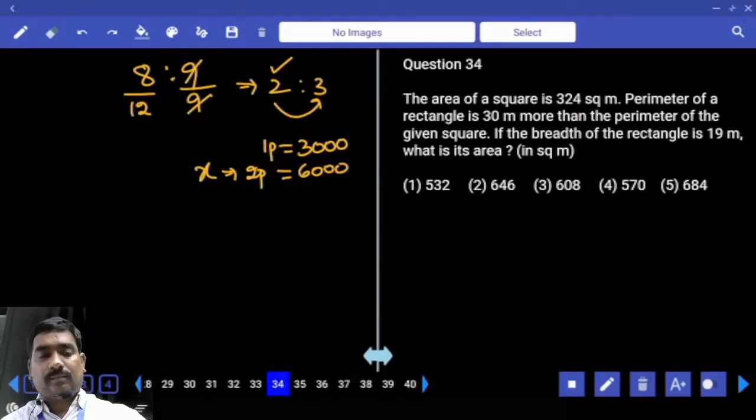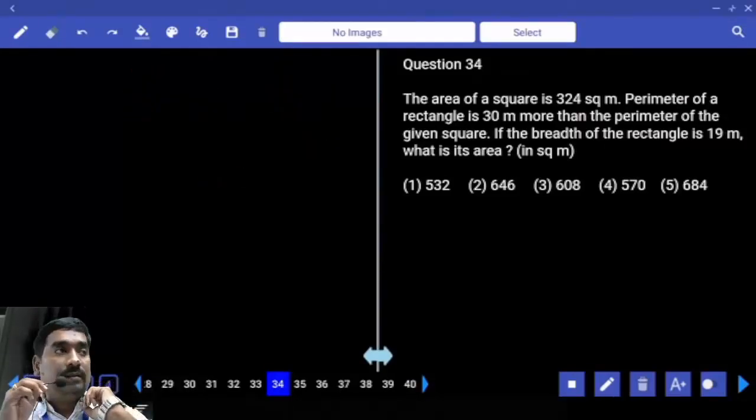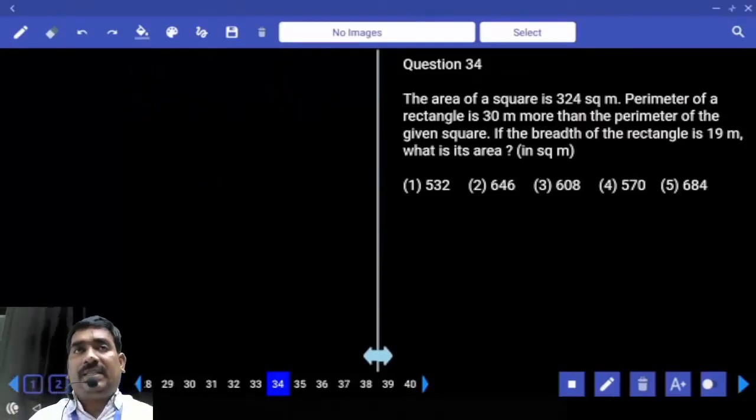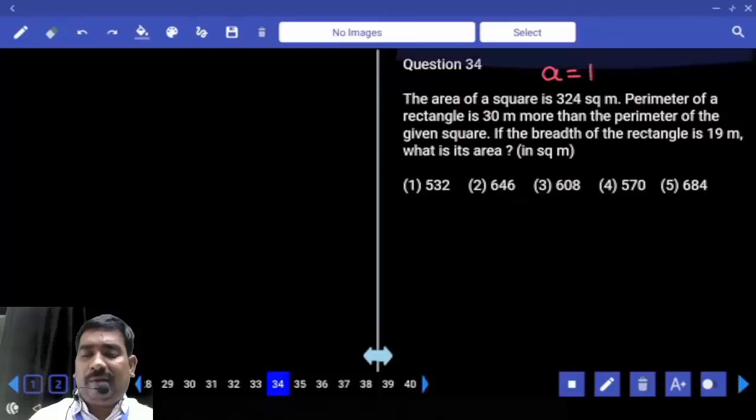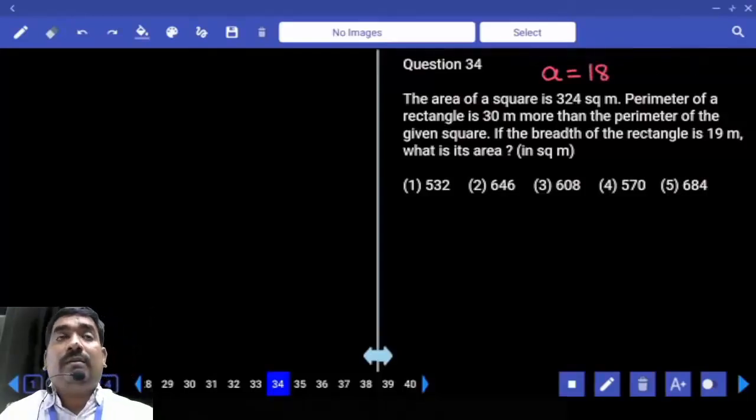Next. Area of a square is 324 square meters. Area of a square means A squared. A squared value 324, then A value is 18.